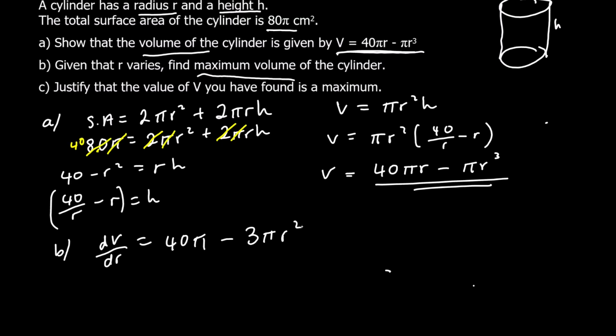What does r have to be to make it 0? So it's a maximum when dV/dr equals 0. So 40 pi minus 3 pi r squared equals 0. Divide through by pi.